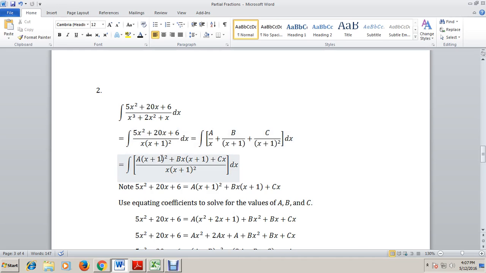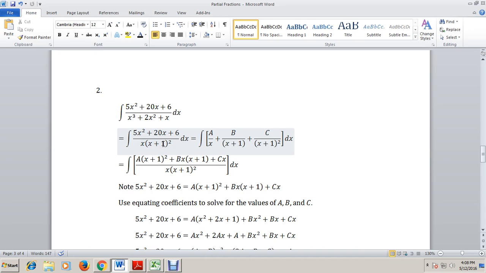Now for expressing this kind of denominator into a partial fraction, what we need to do is to have separate fractions for each of the distinct factors in our denominator. So those are x and x plus 1.